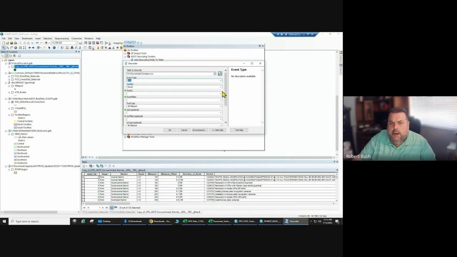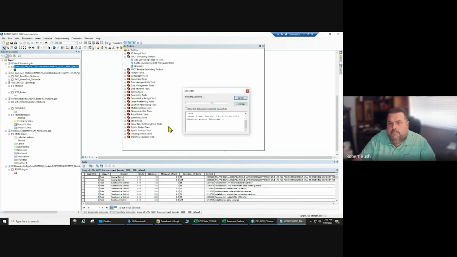Line, same thing. Route from ID is mile start 0 to mile end, offset 0, and allow endpoints. And now let's see what we got. Now it looks like we're cooking.